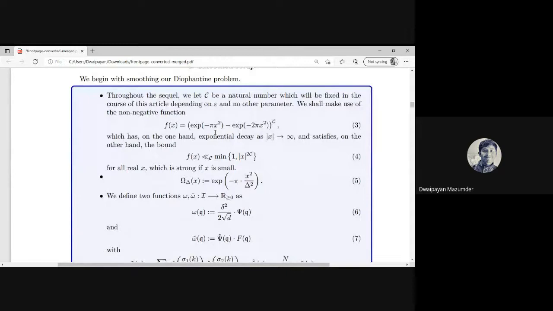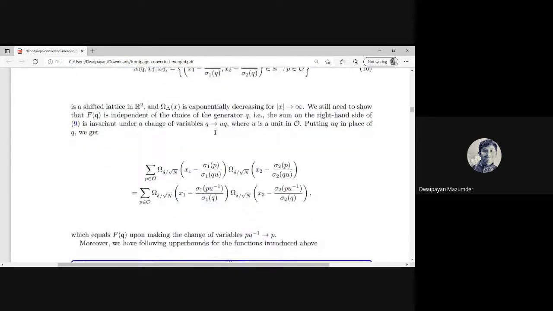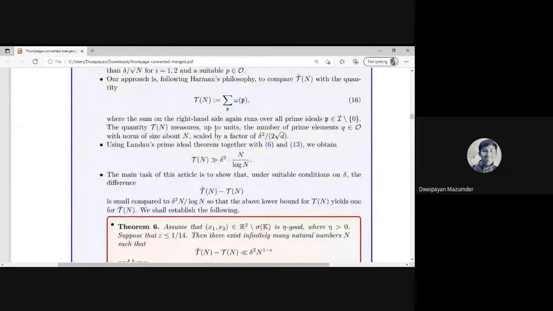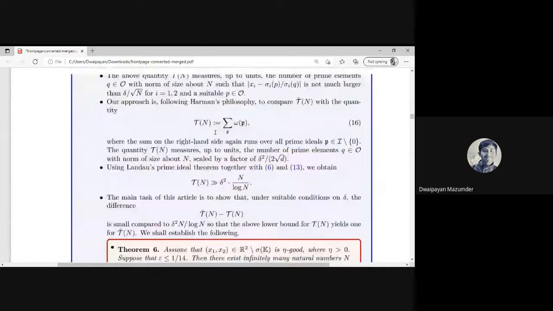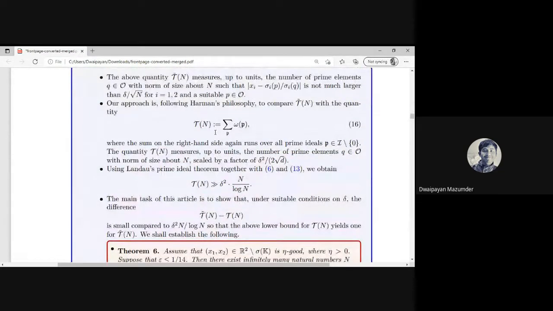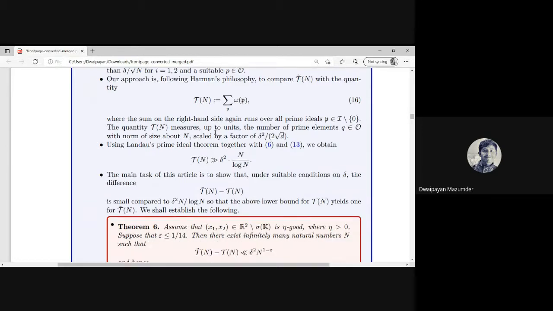Yeah, that was omega_q. So these functions and this lower bound together, we can find out that T_n has this lower bound. And now what we will do later is, if we are able to show that this difference T tilde_n minus T_n is very small compared to delta square n by log n, then we can yield the same kind of lower bound for T tilde_n, and that is required for our theorem.